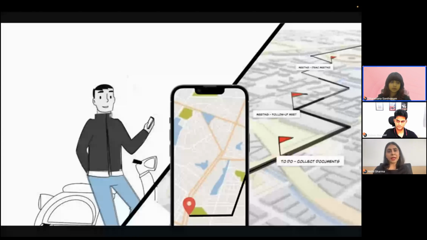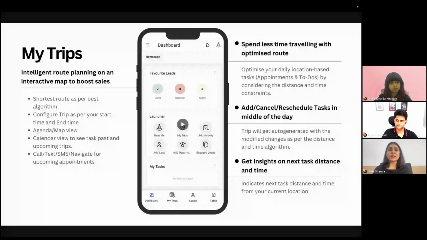Third, sales users might miss a few tasks because of a lack of information about the next task, time, and distance. And we strongly believe that a sales rep should not spend time on prioritizing or planning the day, but rather the focus should be only on selling. So with that goal in mind, our feature My Trip charts out the most optimized route to complete your tasks for the day, to ensure sales users spend less time traveling and more time selling.